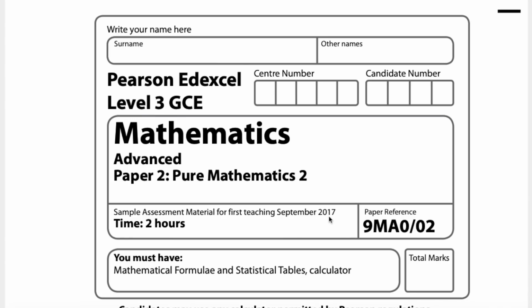I will link the paper and the mark scheme in the description for you to download if you haven't got those already. So about the exam itself, it's a 2-hour exam. You're allowed a calculator and a formula sheet. And I think that's about everything I needed to say. So let's get straight into the questions.